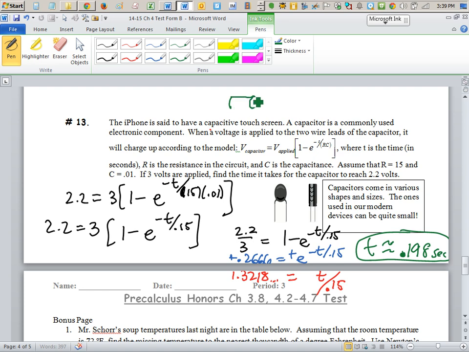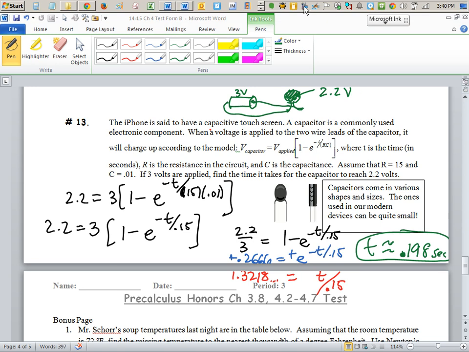So if you stick a 3-volt battery on this capacitor, it's going to start charging from 0 volts on upwards towards 3 volts as it begins to charge up. It will reach 2.2 volts in about 1/5 of a second. If you really want to wait for it to reach 3 volts, it's going to take a long time, and may not even be completely possible by this model. It'll just charge towards 3 volts.